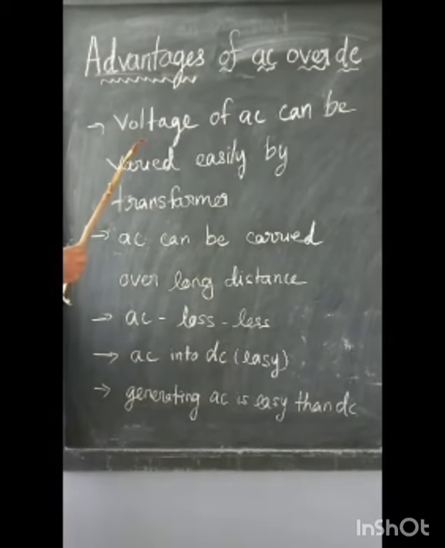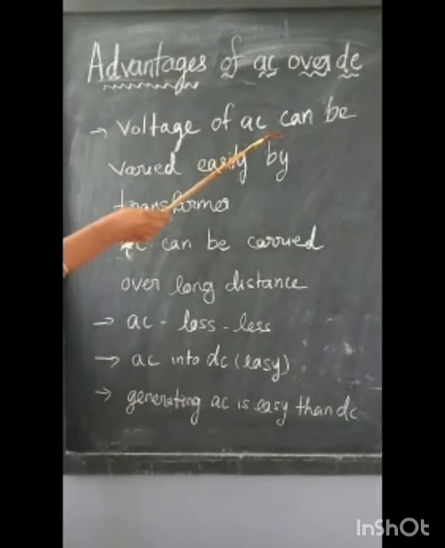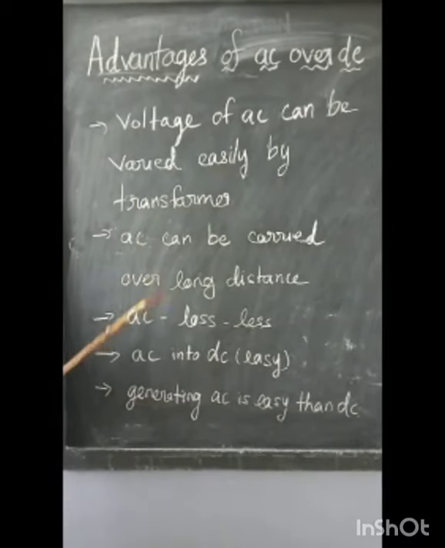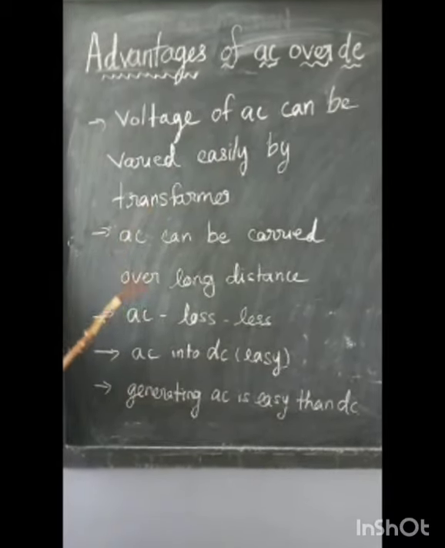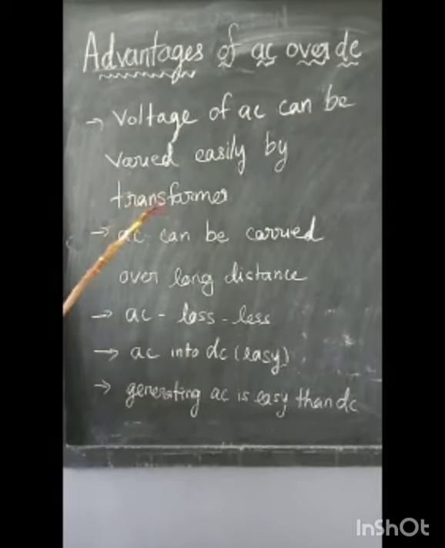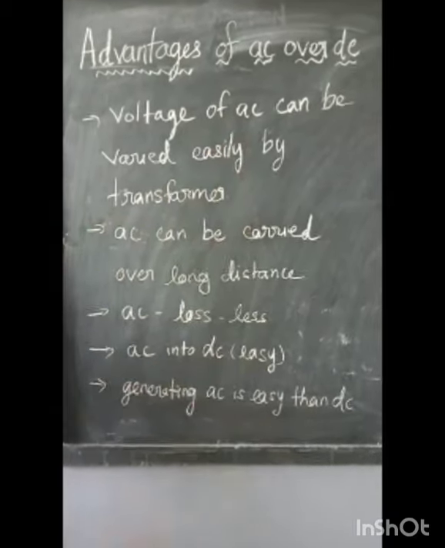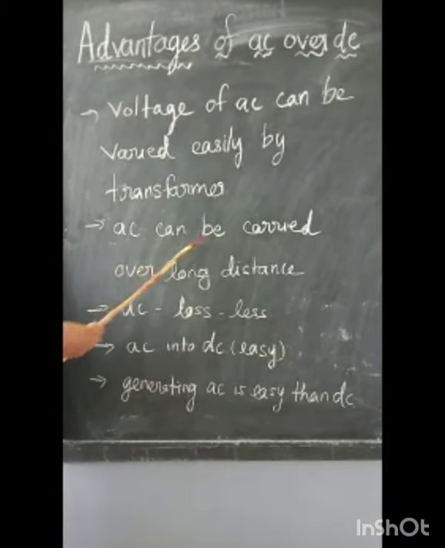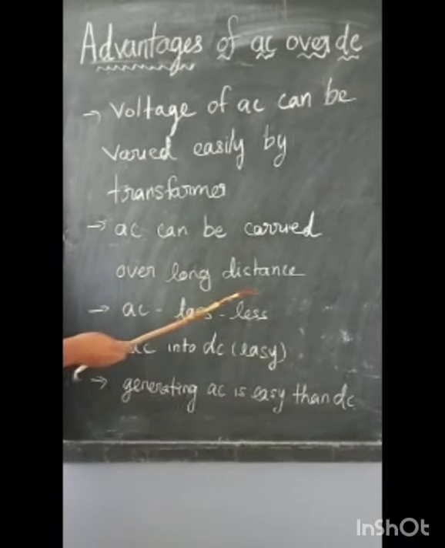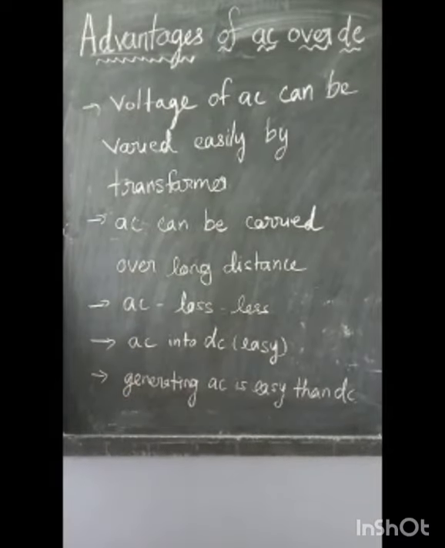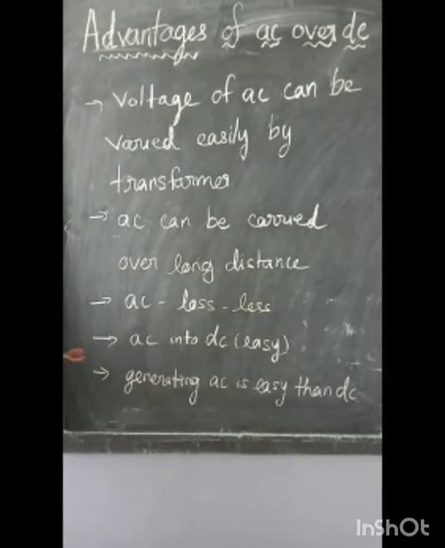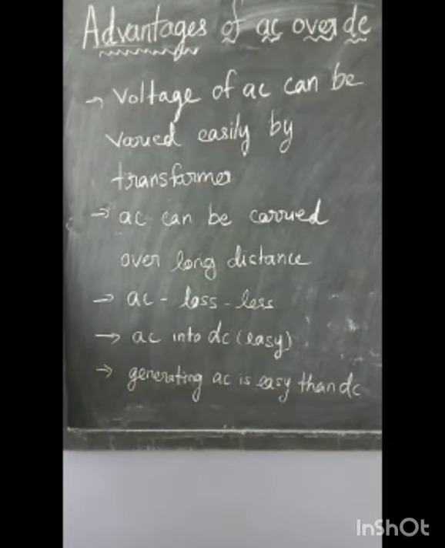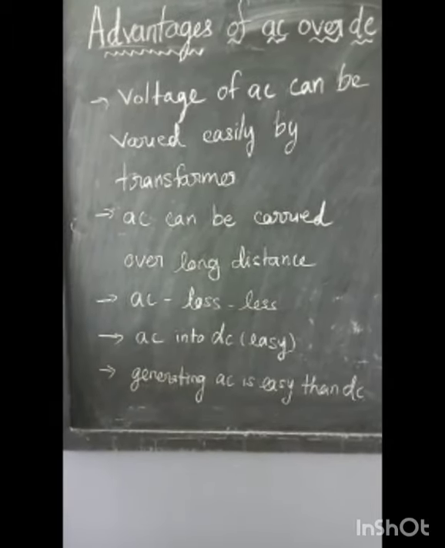First advantage, the voltage of alternating current can be varied easily by a transformer. That is, by using a transformer, we can vary the alternating current level. Then next point, AC can be carried over long distances. That is, for long distances we can transmit AC easily. We cannot transmit DC like that.